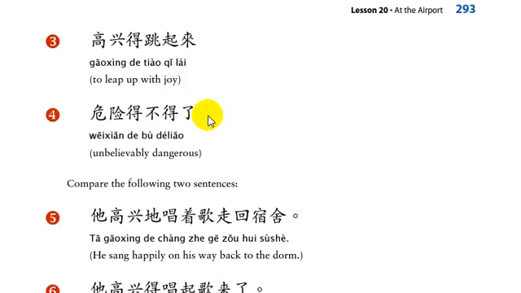Okay, so he rose up or leapt up, right? Jumped up. Okay, 跳起来. How did he jump up? He jumped up happily. 他高兴地跳起来. Okay, it's dangerous. 危险. Okay, it's unbelievably dangerous. 危险的不得了. You'll remember this, 不得了. Okay.